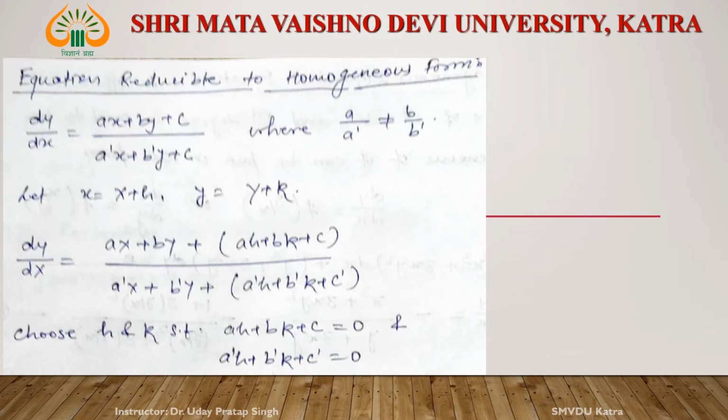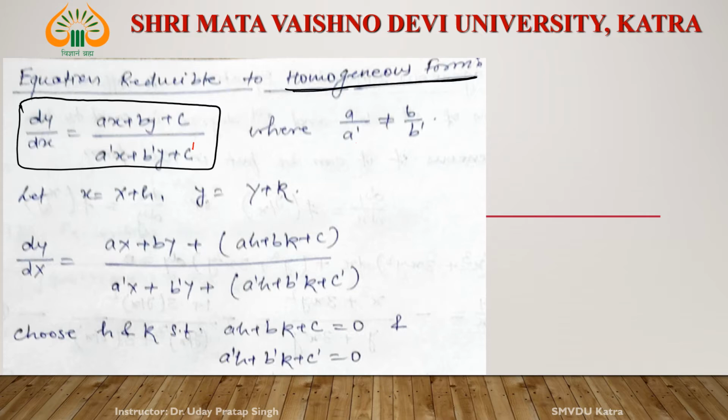Of the form dy by dx equals ax plus by plus c divided by a prime x plus b prime y plus c prime, right? Where the condition is that a by a prime does not equal b by b prime. Such a type of differential equation is a non-homogeneous differential equation. This is the non-homogeneous form. Okay.